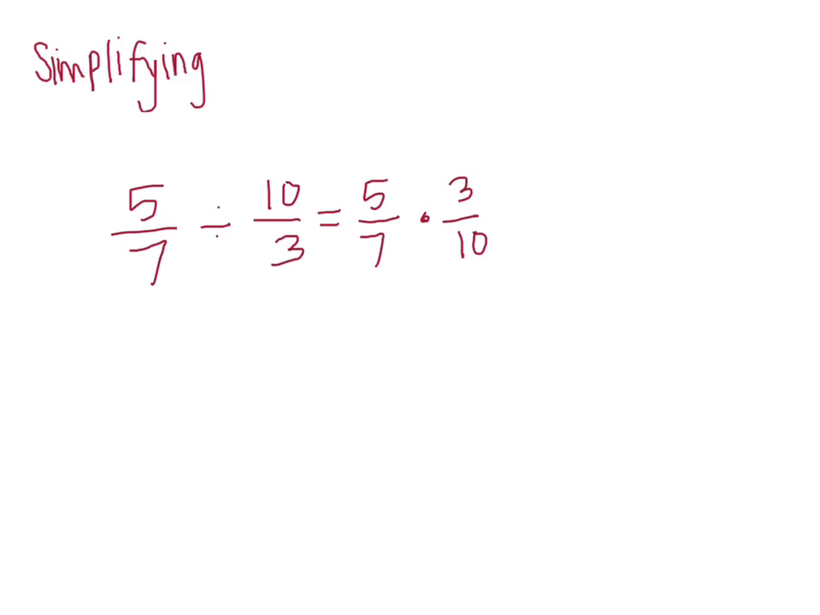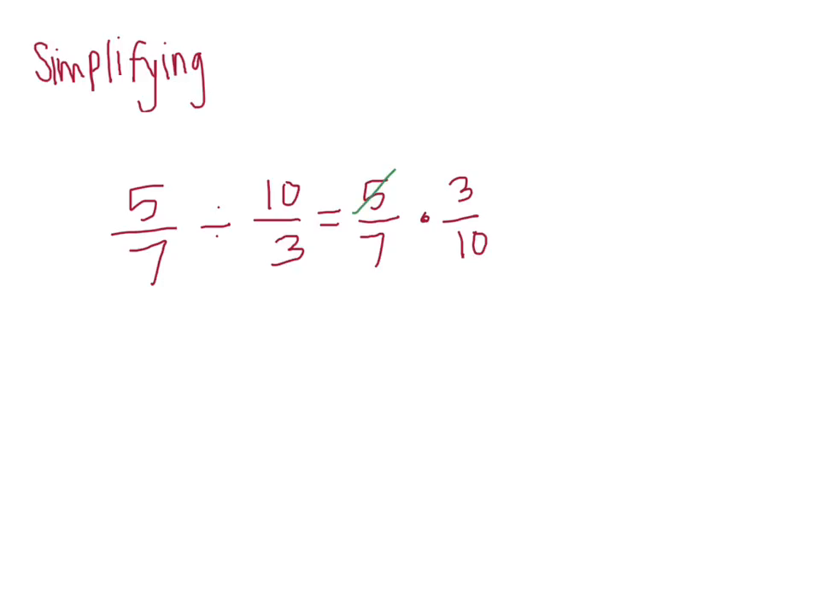Next, I want to simplify now if I can, so I'm going to check 5 and 7. Do they have a common factor? No. 3 and 10, do they have a common factor? No. Do 7 and 3 have a common factor? No. Do 5 and 10 have a common factor? Yes. That common factor that they share is 5.